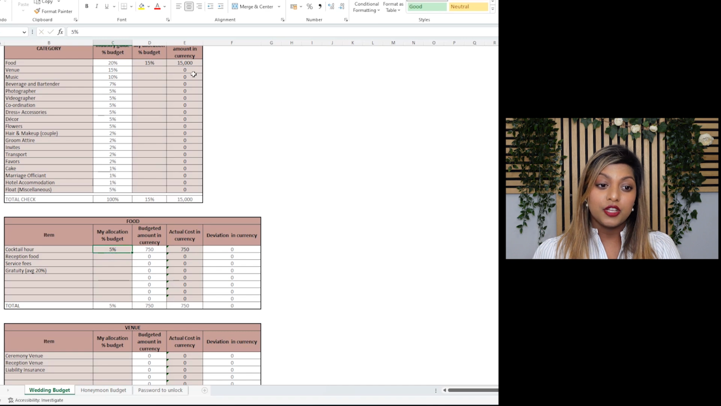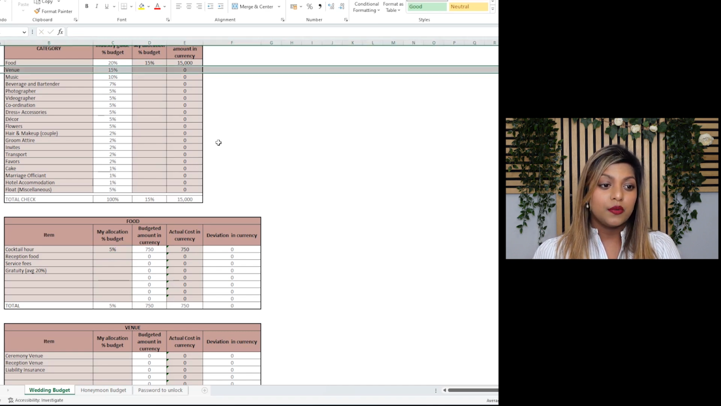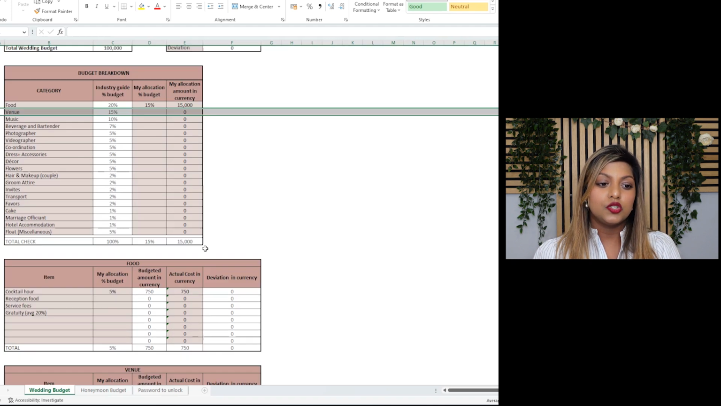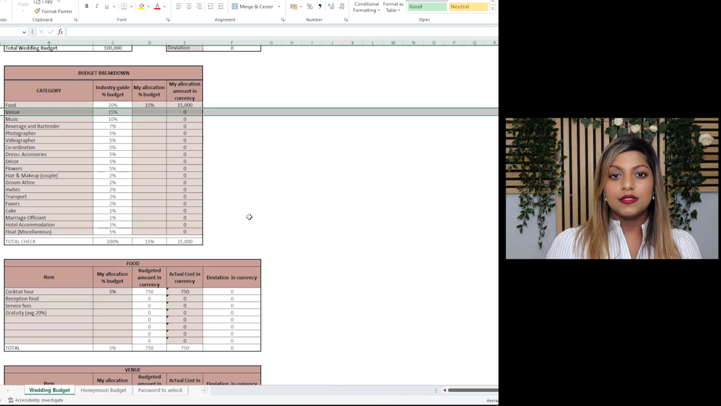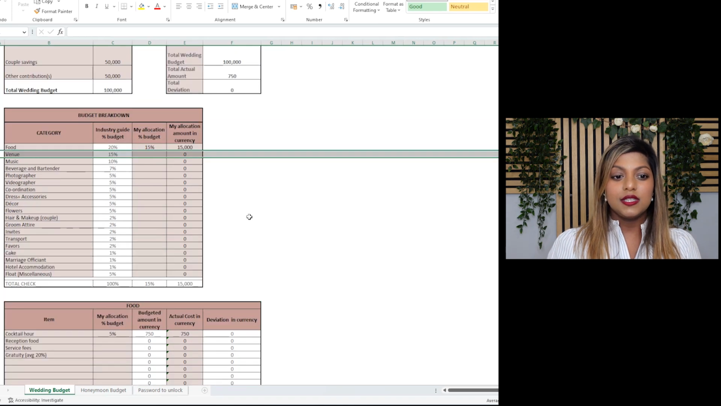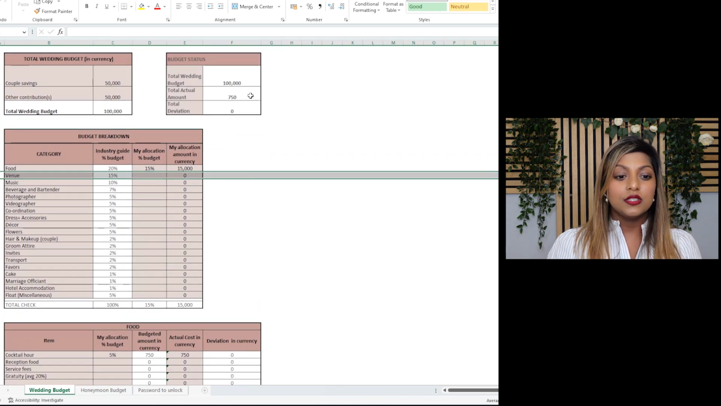If you have not put in anything in this table, for example, if you want to do something with venue, but you haven't actually put in a percentage here, then that's not going to calculate, because it needs to have something here to work with. Okay, so just keep that in mind. And other than that, this Excel sheet is super easy to use. As you can see, once you've done everything, it's going to update the status for you as well.